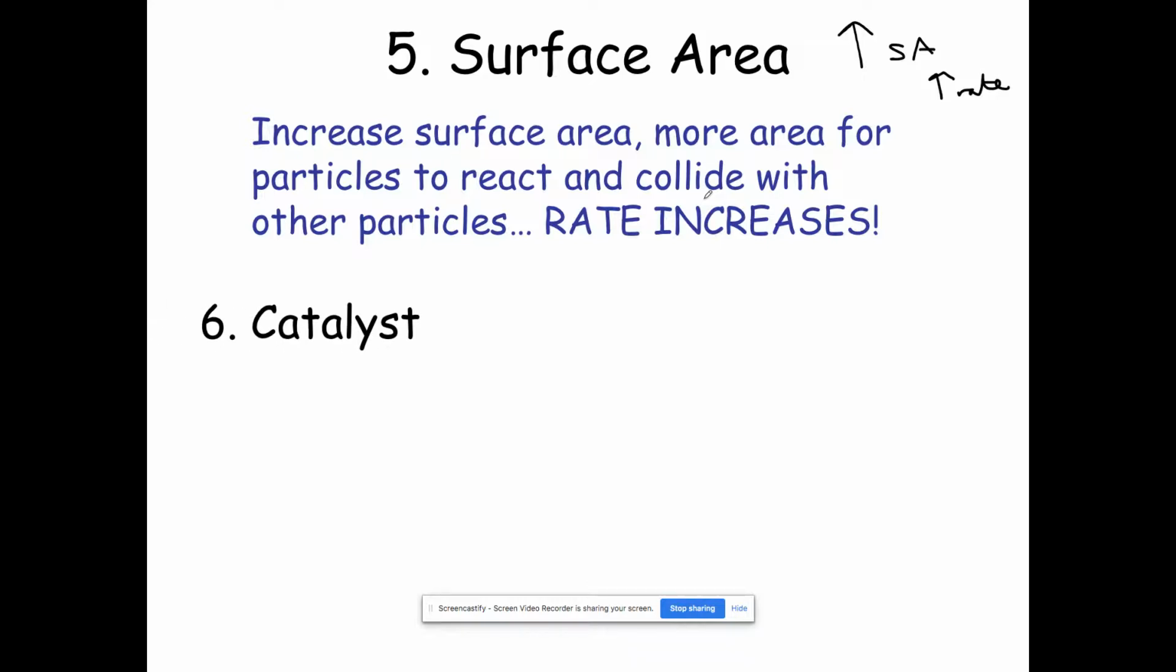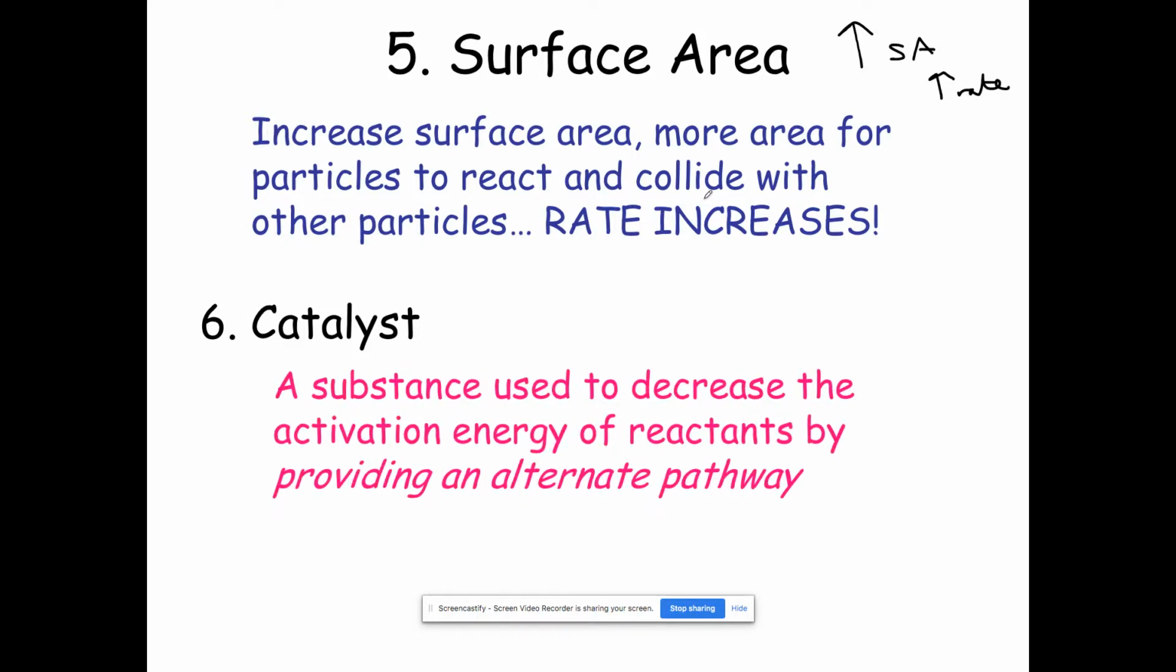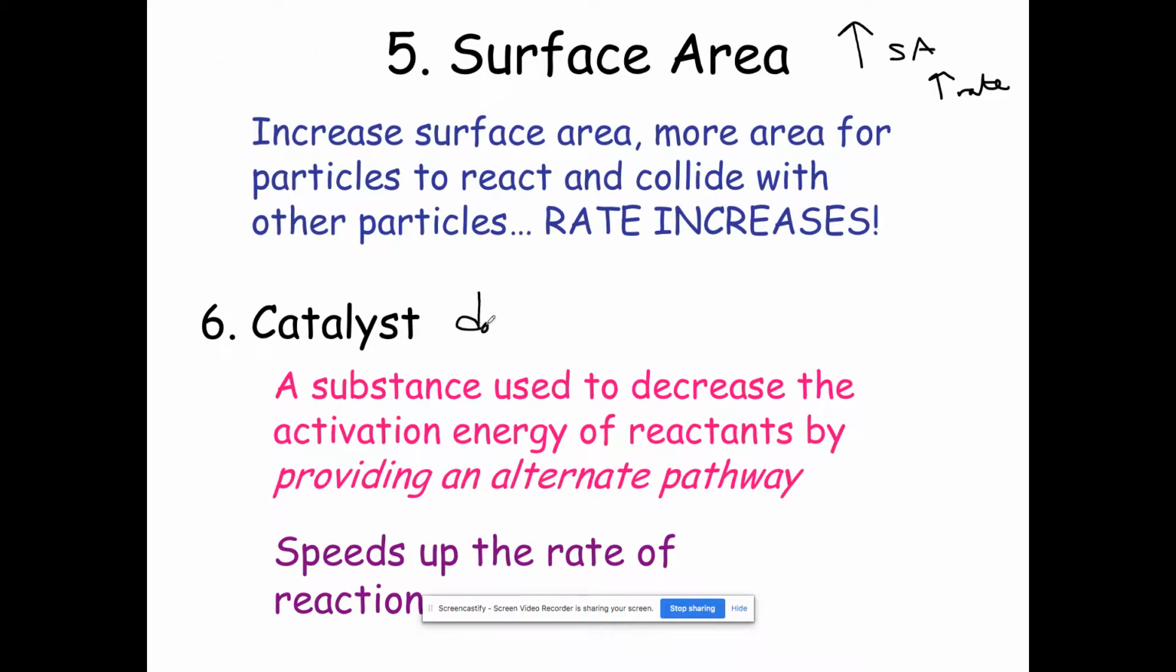Now, a catalyst, maybe you are familiar with that term from biology class when you talked about enzymes. Enzymes are a type of catalyst. You can have non-biological catalysts. Enzymes are biological catalysts, but a catalyst is a substance used to decrease the activation energy of reactants by providing an alternate reaction pathway. Okay? It also does not participate in the reaction at all. So I'm going to add that. If you want to add that.